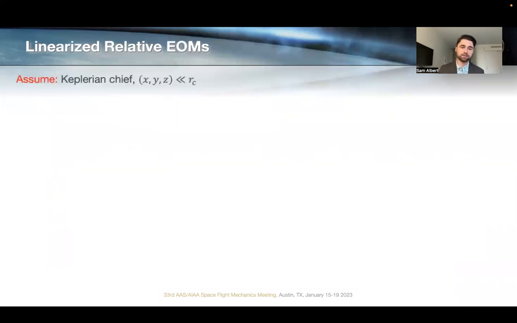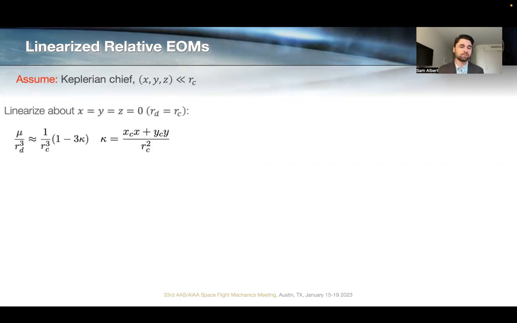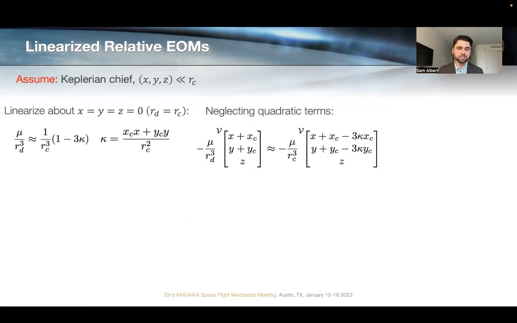Okay, so we can simplify these a little bit by linearizing about the approximation that the distance between the chief and deputy spacecraft is much smaller than the radius to the chief spacecraft orbit. For many formations, this tends to be a good assumption. So we're linearizing about x, y, and z being 0, and we're replacing the RD cubed term. When you do this for the Hill frame, you can end up uncoupling these x and y terms. Unfortunately, that doesn't occur in the velocity frame, but we'll go through these steps anyway.